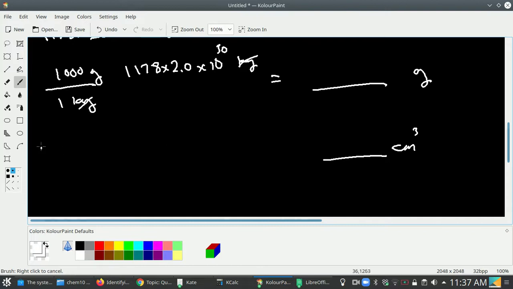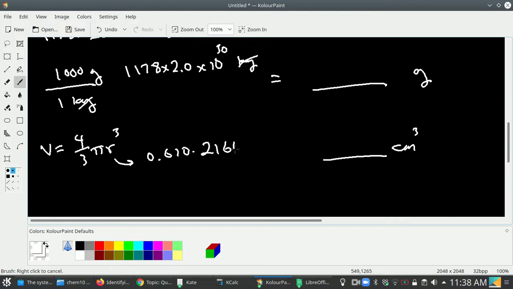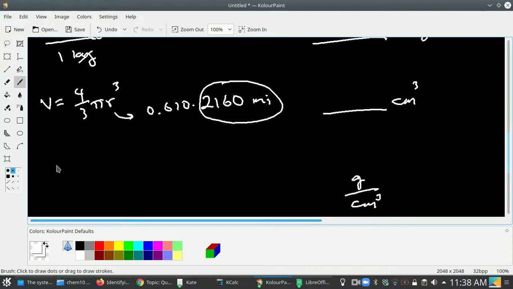So we know that the volume is 4/3 pi r cubed, and we know that the r is 0.610 times 2.16 times 10 to the third, 2160 miles. All right. So I'm going to get this volume, but I'm going to get it in centimeters cubed. So let me convert this to centimeters before I cube it. Yes, this is miles. I'm going to convert to centimeters.